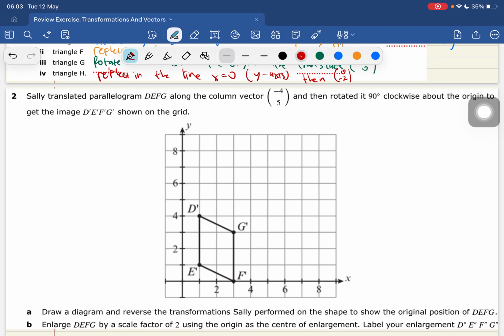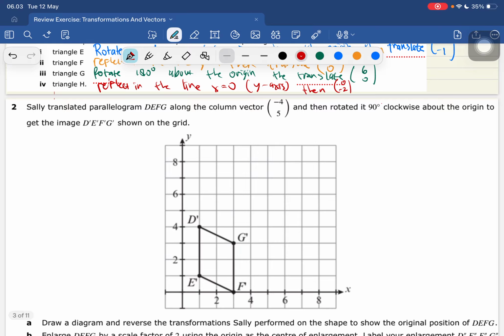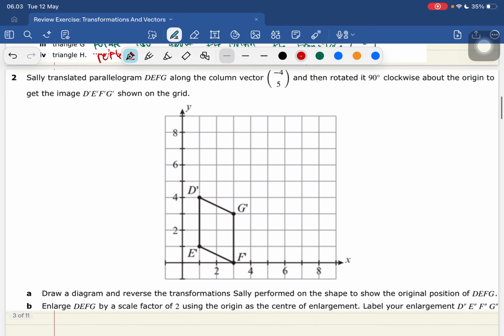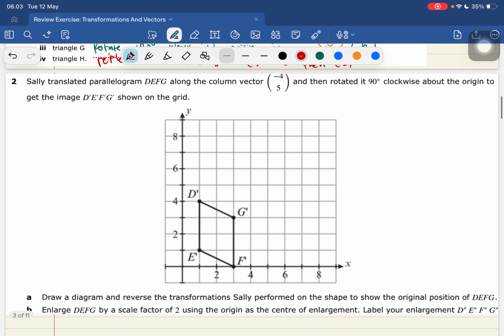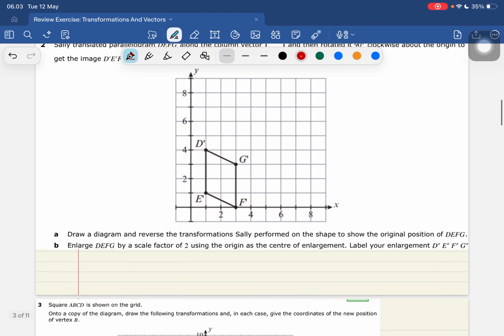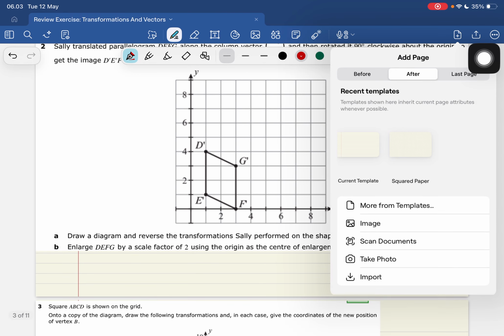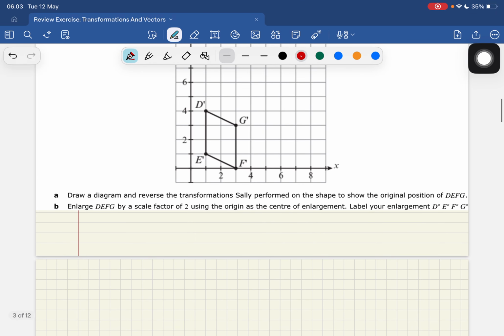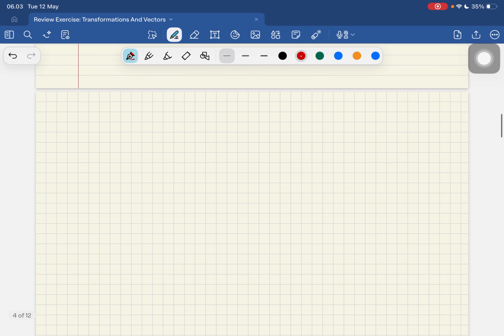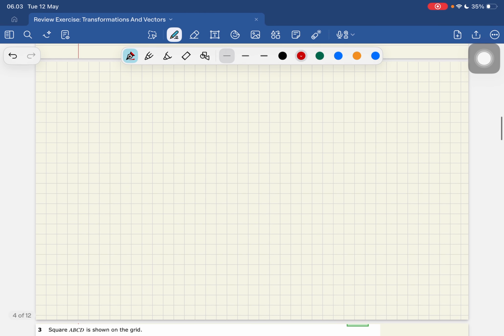Okay, number 2. Sally translated the parallelogram along the column vector, and then rotated it 90 degrees clockwise about the origin to get the image D. Okay, we need to draw it to get the original position. Let me use square paper. Let me draw the graph again.